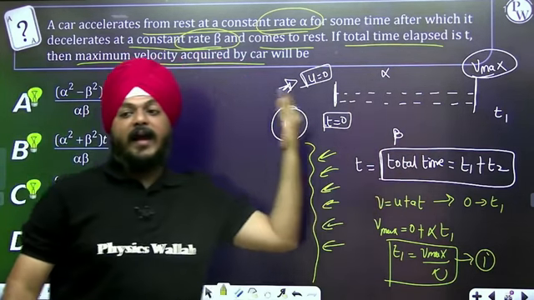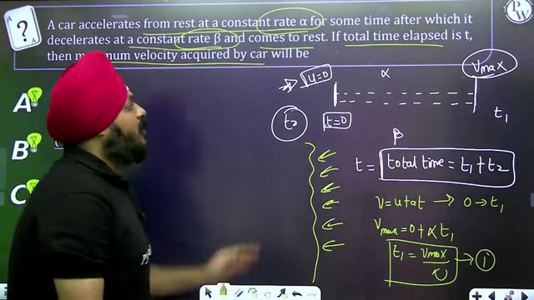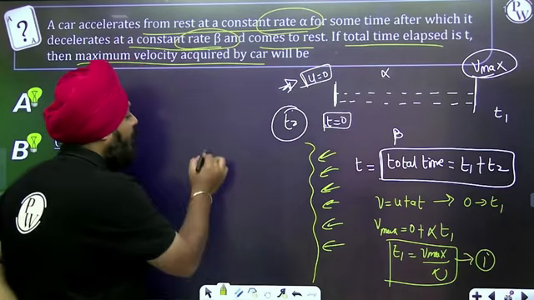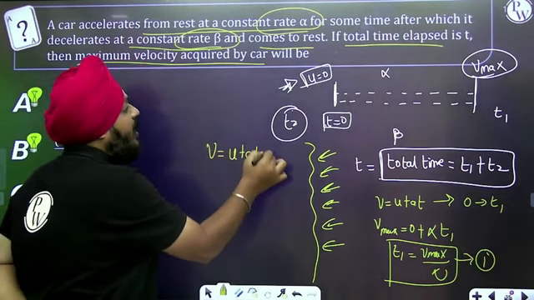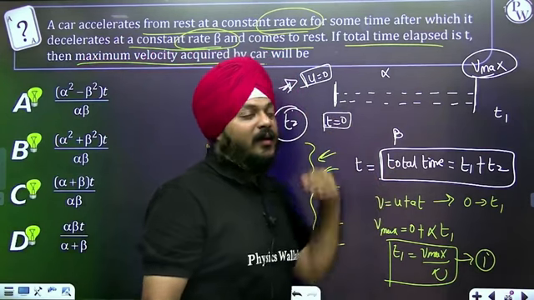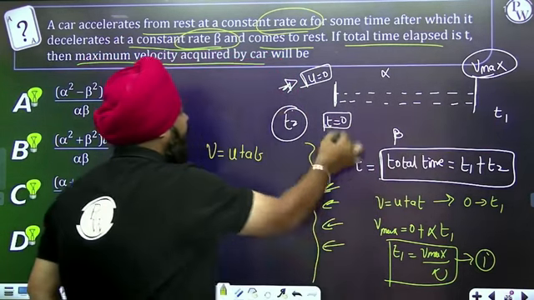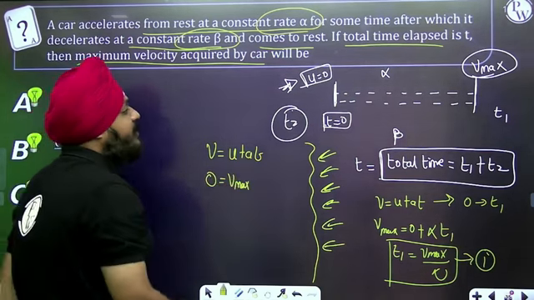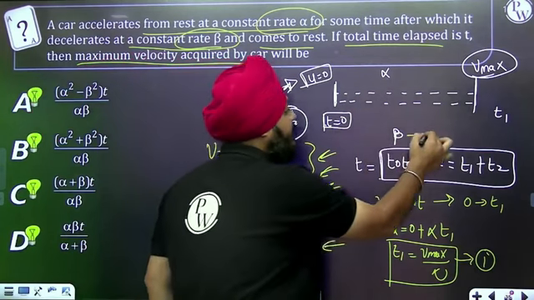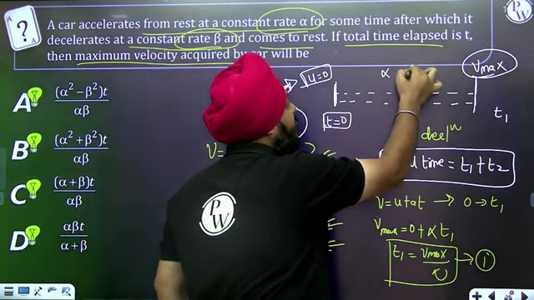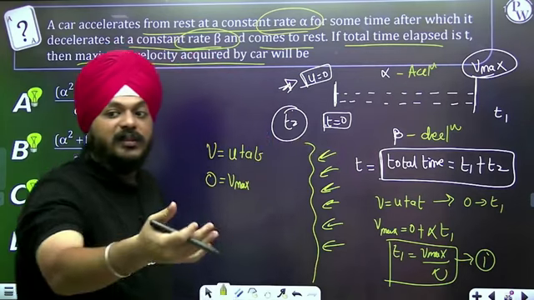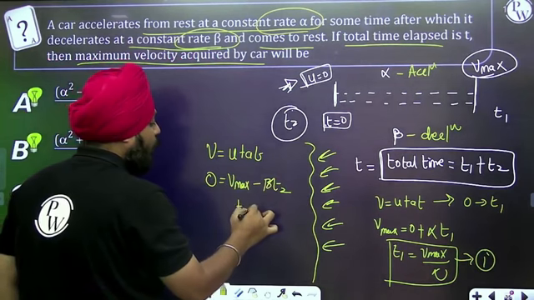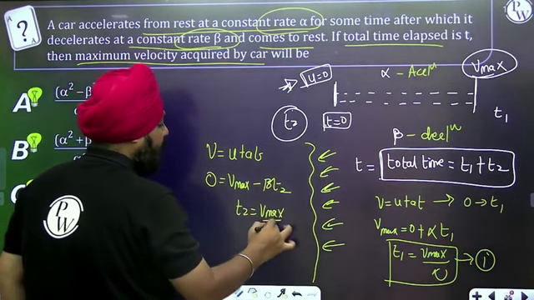When it returns back, first when it was moving forward, the velocity was increasing. Now let's apply the equation again. v is equal to u plus at. Now when it returns back, initial velocity is Vmax, final velocity is 0. It is getting decelerated. Beta is a deceleration, alpha is an acceleration. Acceleration has the positive sign, deceleration has the negative sign. So t2 you are going to get as Vmax by beta.